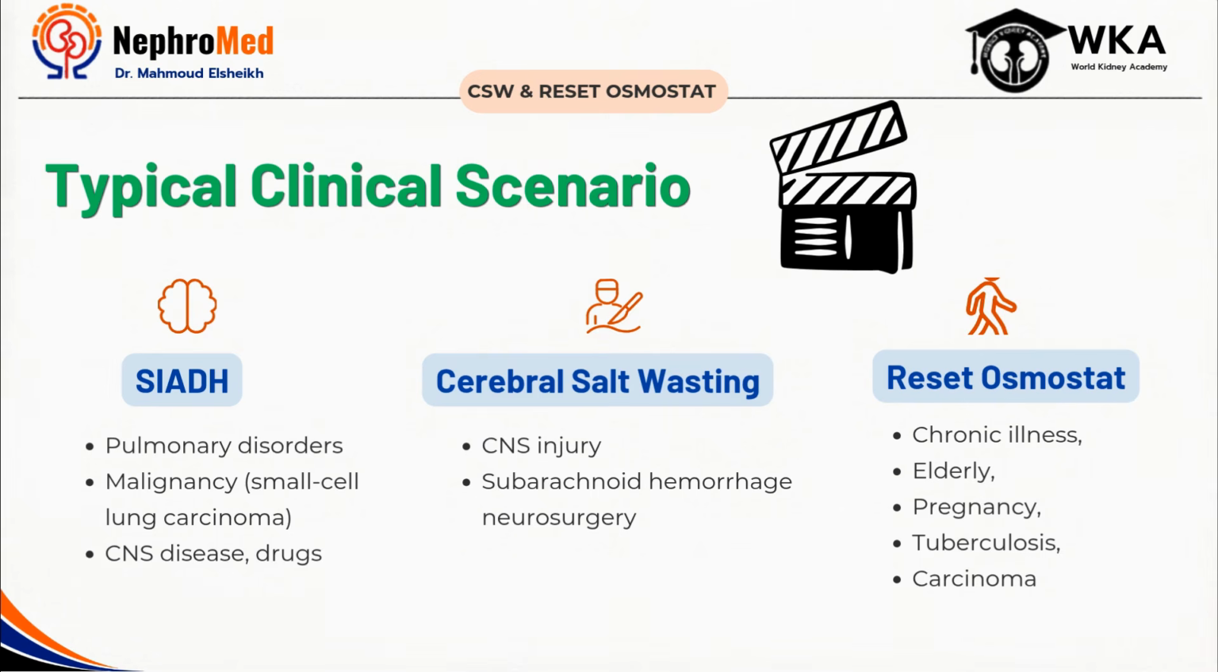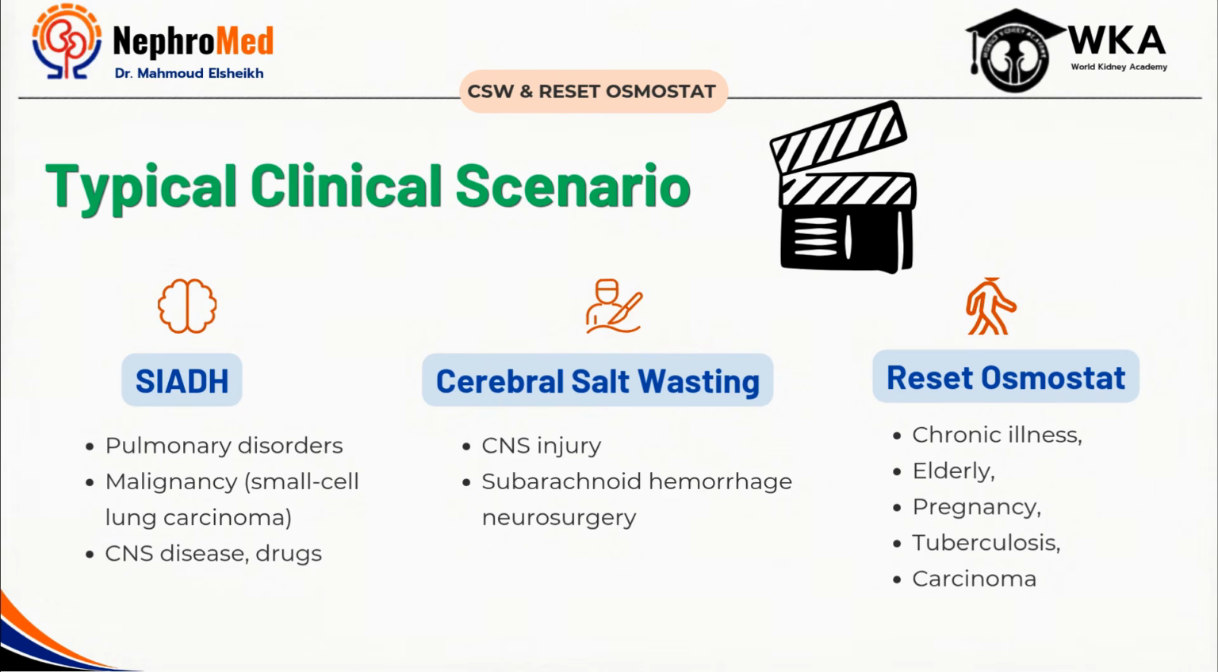Now compare that with cerebral salt wasting. It's more strongly linked to acute neurological injury. Typical settings include subarachnoid hemorrhage, traumatic brain injury, neurosurgery, or severe CNS inflammation. These patients often have high urinary sodium, large urine output, and progressive volume depletion despite ongoing saline administration.